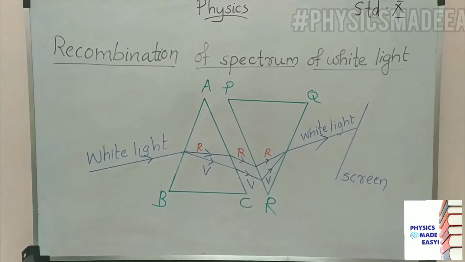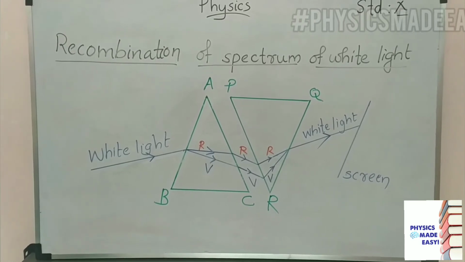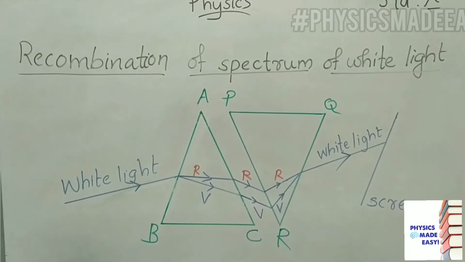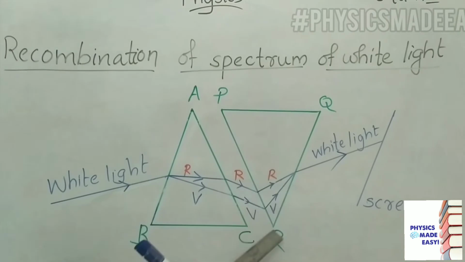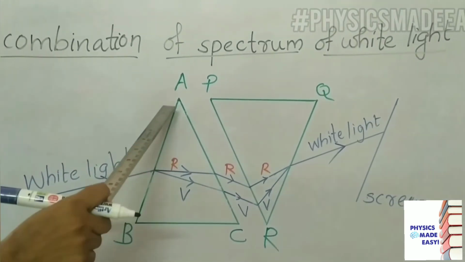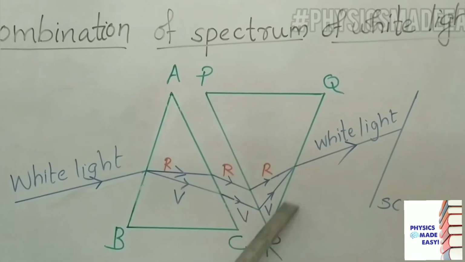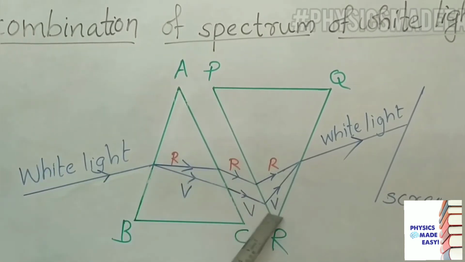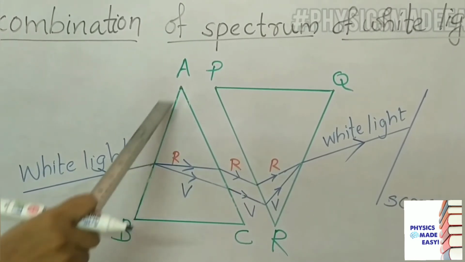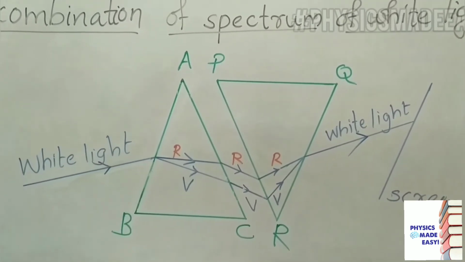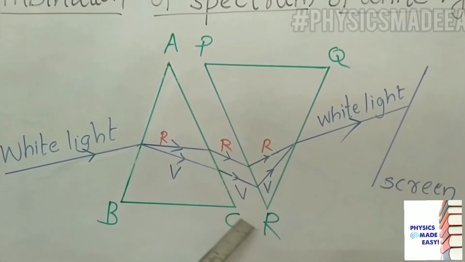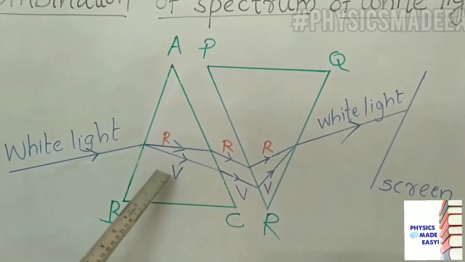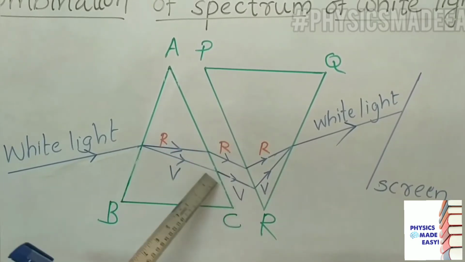He took another identical prism and kept it in an inverted position like this. You can see that in the figure. Here ABC is one prism, PQR another prism. These two prisms are identical but one is in inverted position. When a ray of light is passing through a prism, dispersion will be there. That will split into 7 colors. For red light deviation is least and for violet deviation is most. If a screen is here, you will get a band of colors.